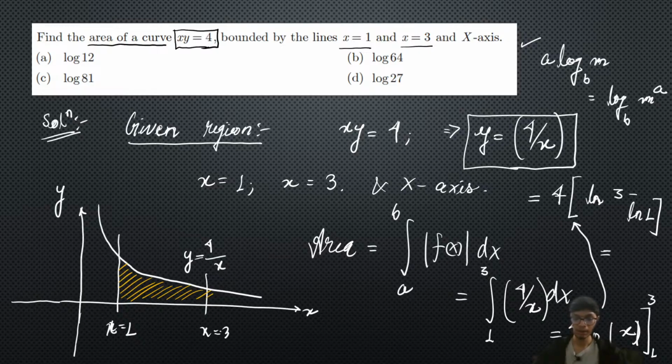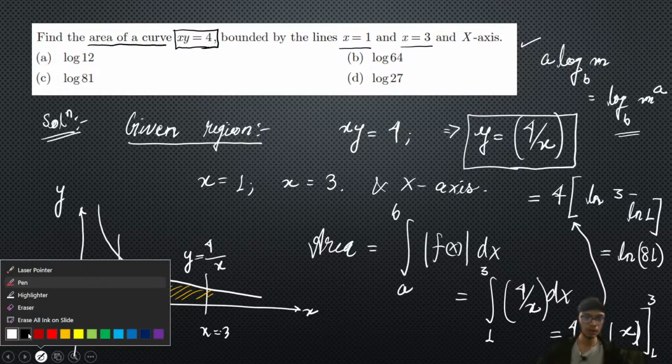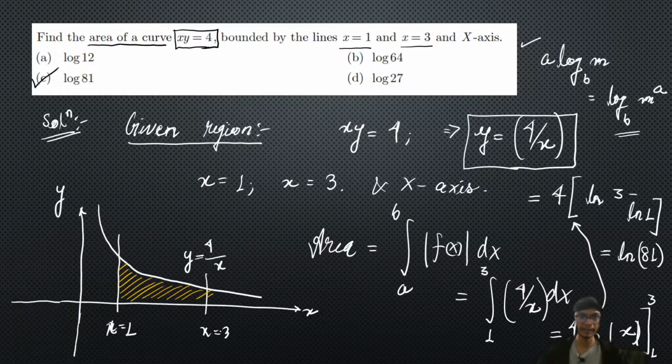Fine. So this particular thing we can expand as natural logarithm of 3 to the power 4, that is going to be 81. So your solution to this problem is basically ln 81, or natural logarithm 81, that is option number C. That's going to be the solution or the answer.